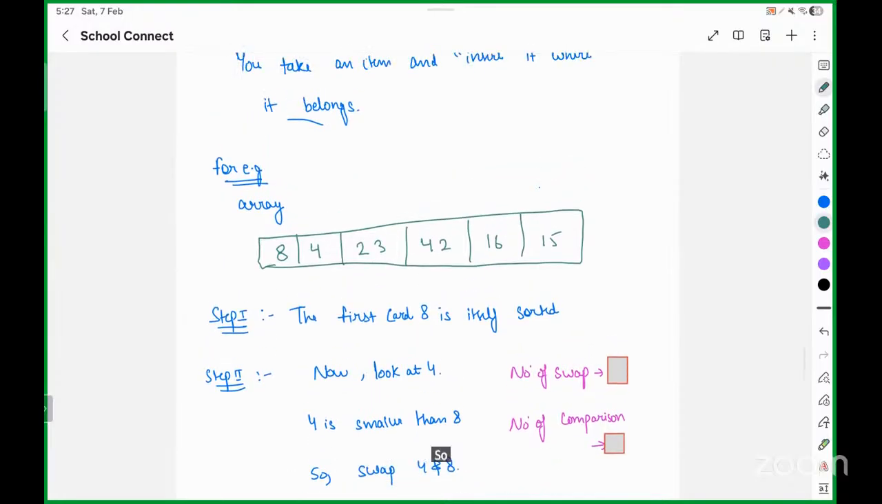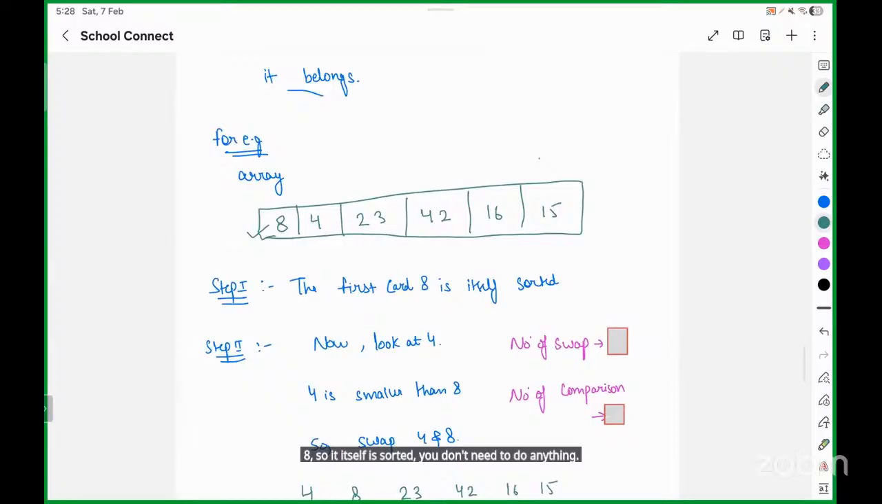So again, you will just look at the first card, which is 8. It itself is sorted, so you don't need to do anything. And the sorted array is again 8, 4, 23, 42, 16, and 15.